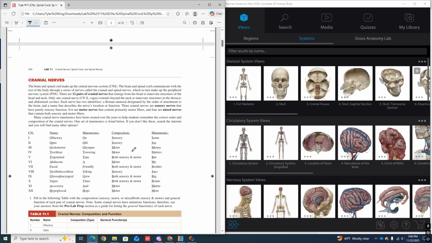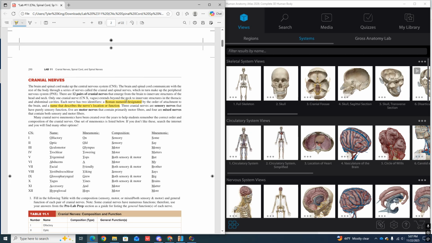There are 12 of them. They emerge from the brain and innervate structures in the head and neck. But like I said earlier, the only one that goes below the neck is the vagus nerve, number 10. Okay, you have to identify them by two specific things. Always have to have a Roman numeral in there, and then a name that describes the nerve's location or function, okay?